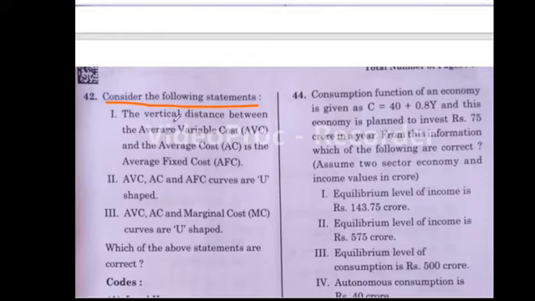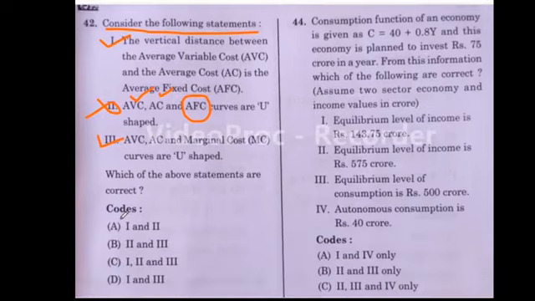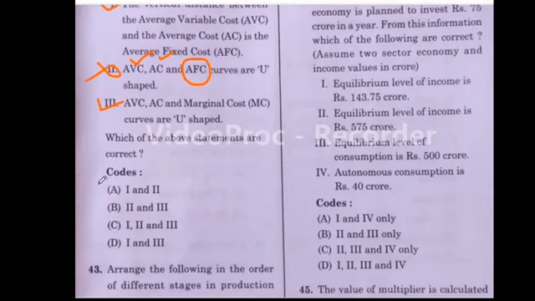First one is, the vertical distance between AVC and the AC is the average fixed cost. This is correct. The vertical distance between AVC and AC is known as the AFC, this we know. Second one, AC, AVC, AFC curves are U-shaped. No, this is wrong, because AVC is U-shaped, AC is U-shaped, but AFC is not U-shaped, it is a rectangular hyperbola. Question number 3, AVC and AC and MC are U-shaped. This is also correct. So 1 and 3 are correct here. Option D, 1 and 3 is the right answer.